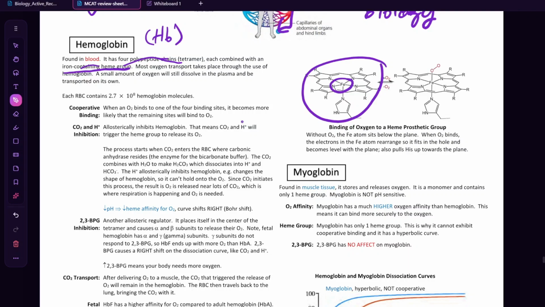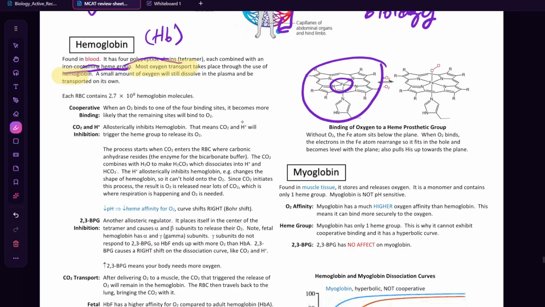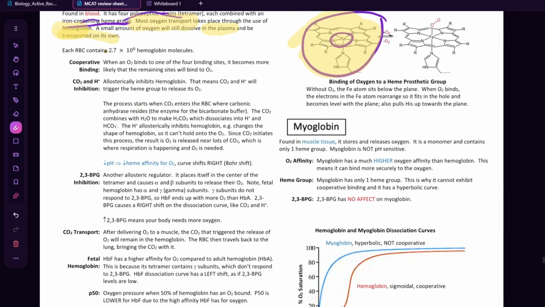And so most oxygen transport, that's how your blood is able to transport oxygen. Most oxygen transport takes place through the use of hemoglobin. So hemoglobin is kind of like a carrier for oxygen, right? Because a small amount will still dissolve in the plasma, so in your blood, and be transported on its own. But most of it is transported via the hemoglobin. It's a big molecule-looking thing there. Each RBC contains 2.7 to 10 hemoglobin molecules.